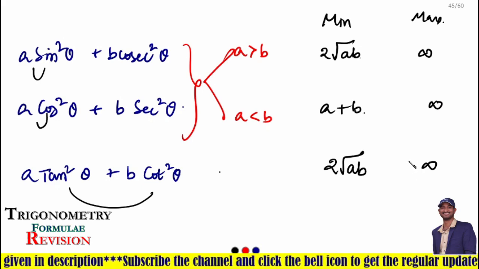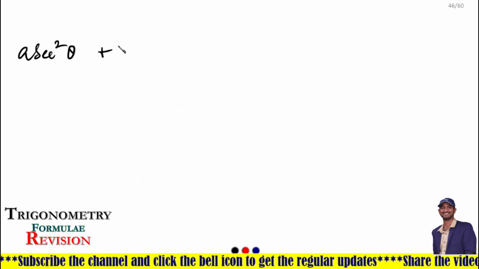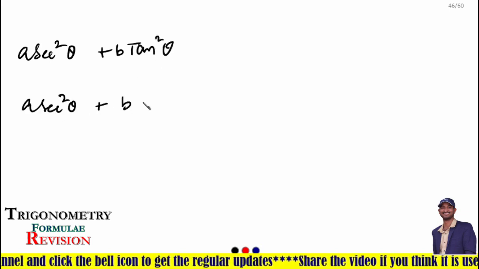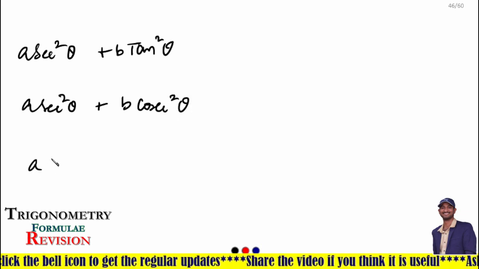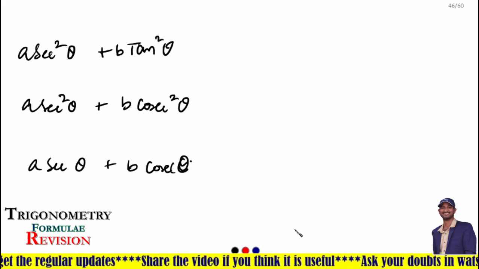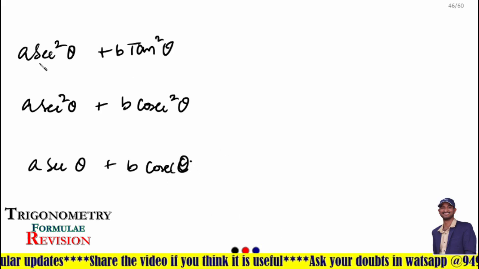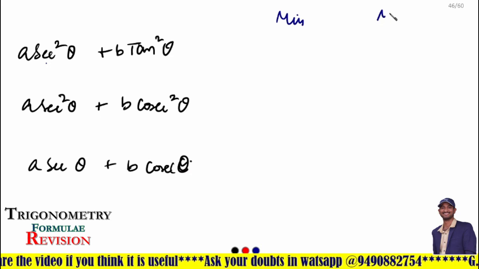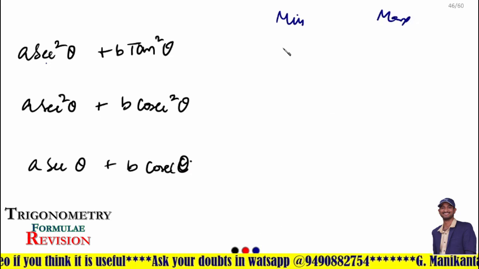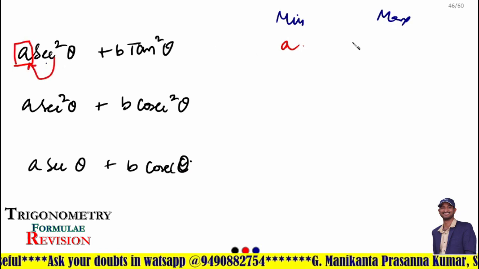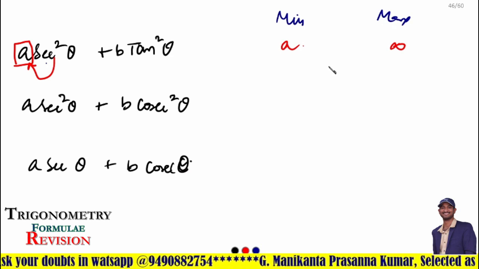Okay, next, some other formulas are also there. Those are a secant square theta plus b tan square theta, and a secant square theta plus b cosecant square theta, and a secant theta plus b cosecant theta. A secant square theta plus b tan square theta is given. Then what is the minimum value? It is always the coefficient of secant square theta, a. That is the minimum value, and the maximum value is infinity.